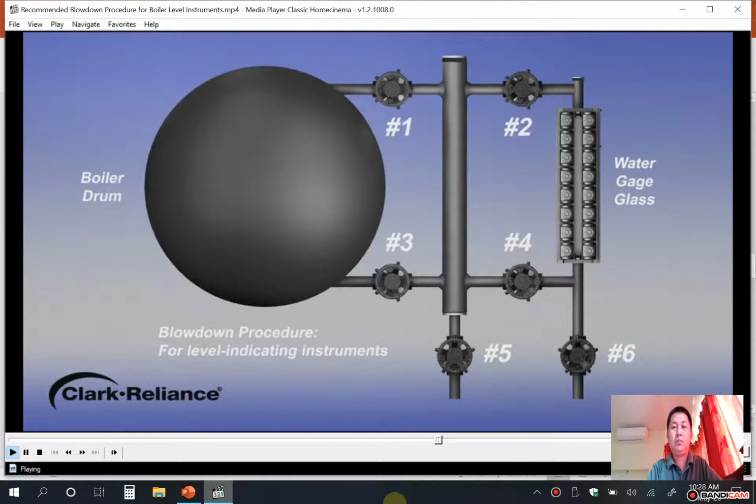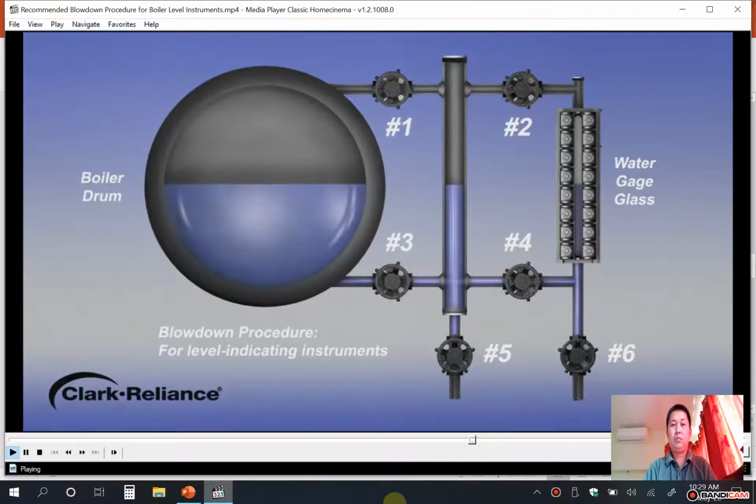However, if they are installed, they must be locked open under normal operating conditions. The drain valve number 5 on the water column is required by code. Using this drain valve alone is not a sufficient method to flush all the steam and water piping. This valve will remain closed during the following procedure.